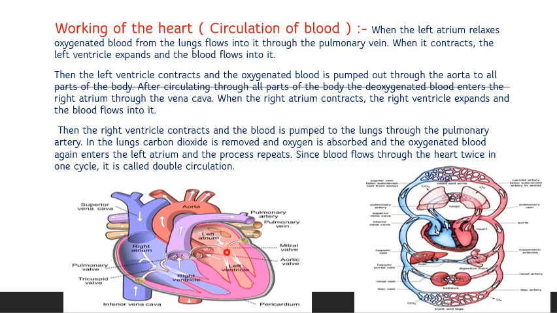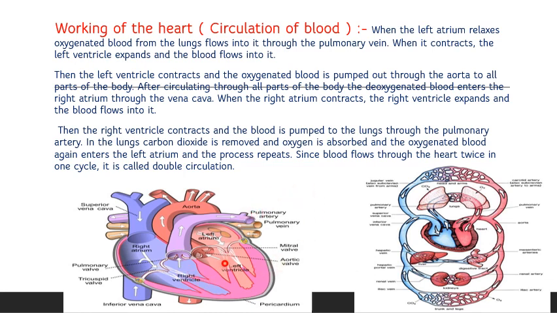After circulating through all parts of the body, the deoxygenated blood enters the right atrium through the vena cava. That is what I told you, the superior vena cava as well as the inferior vena cava. When the right atrium contracts, what happens here? The right ventricle expands and the blood flows into it. Got it? Then the right ventricle contracts and the blood is pumped to the lungs through the pulmonary artery.